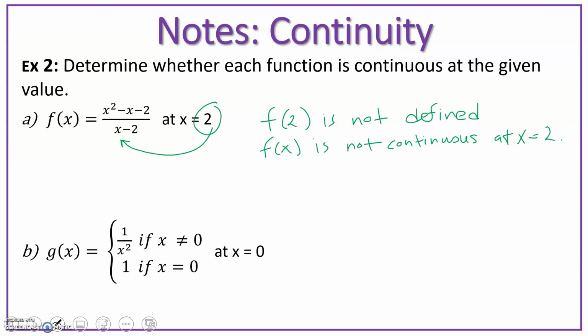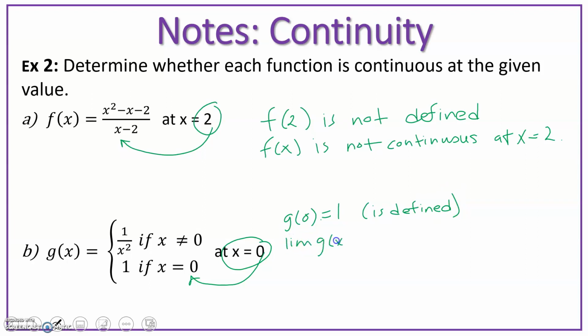Now on b, g of x. So let's check once again. This function does in fact define specifically a value for 0. So that helps us some here, because the first part of the piecewise function, plugging in a 0, would create a domain error. So we do know that g of 0 is defined. G of 0 here is in fact 1. Now remember, our next condition is that the limit must exist. So let's go ahead and check.